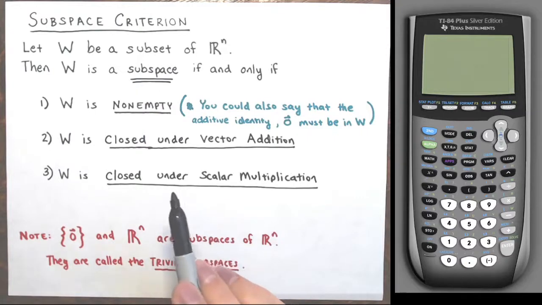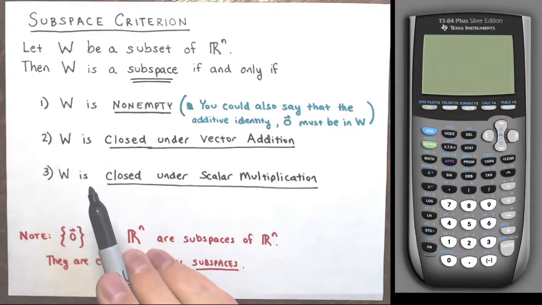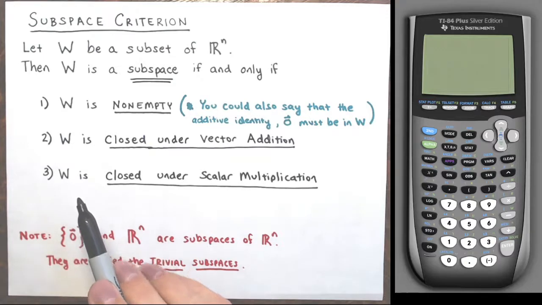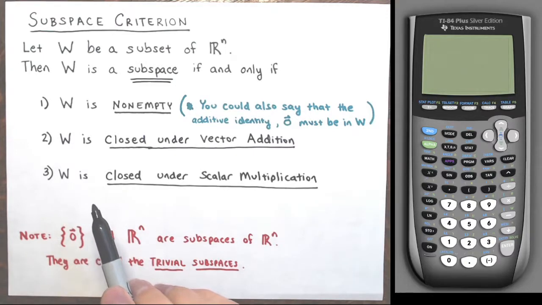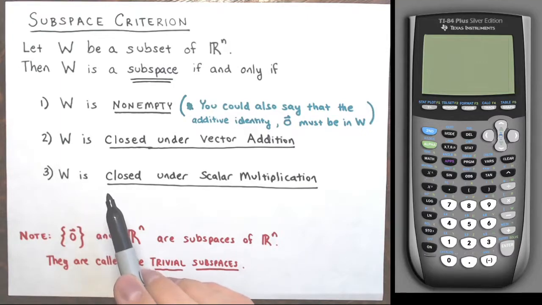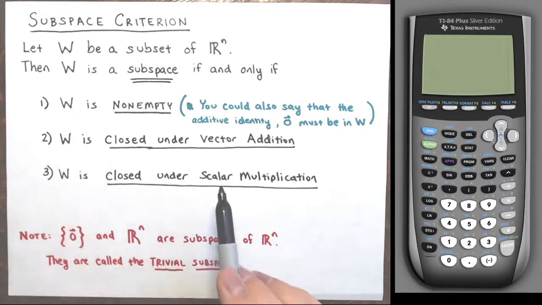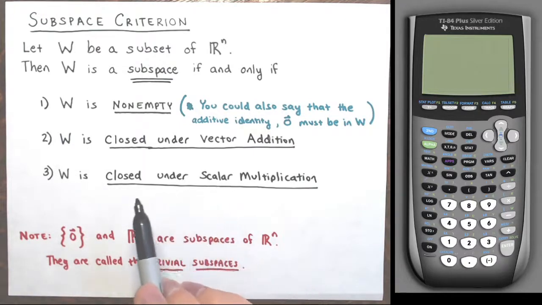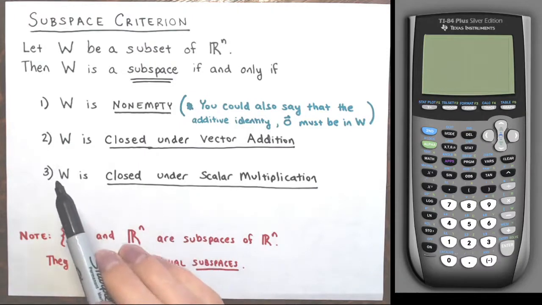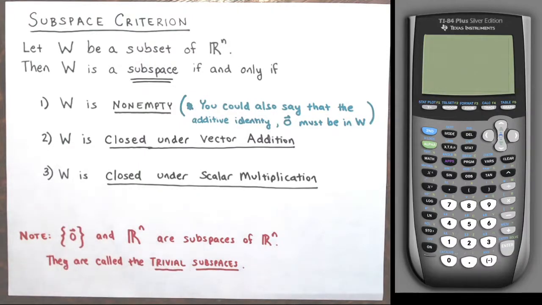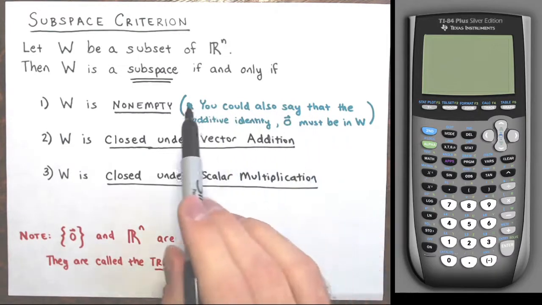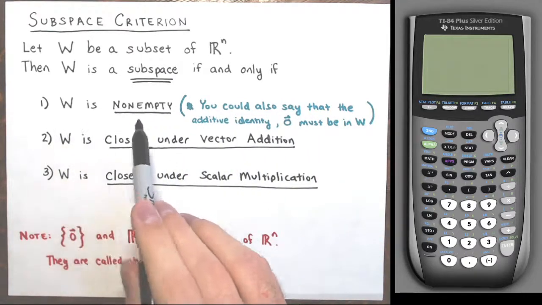So what this means again is that if I take any vector in W, multiply it by a scalar, any scalar, and here the scalars will be real numbers. Other vector spaces might be defined over a different field, but we're going to go over the real numbers here. So if I take any vector in W, multiply it by any scalar, any real number, that scalar multiple is also in W.